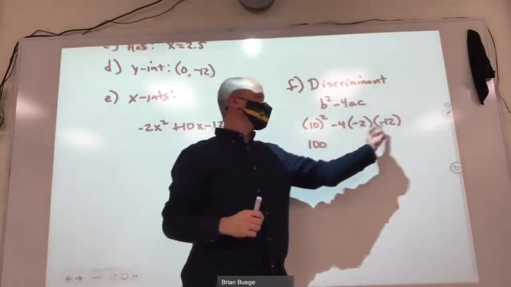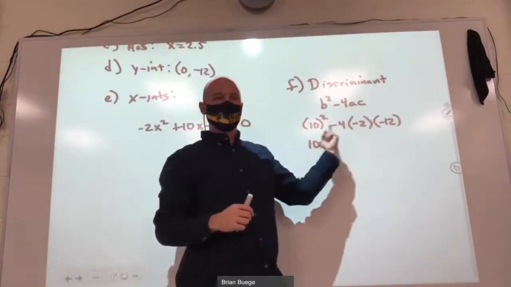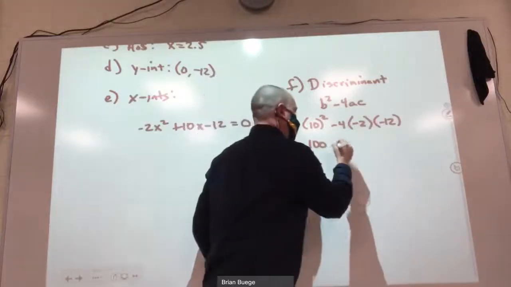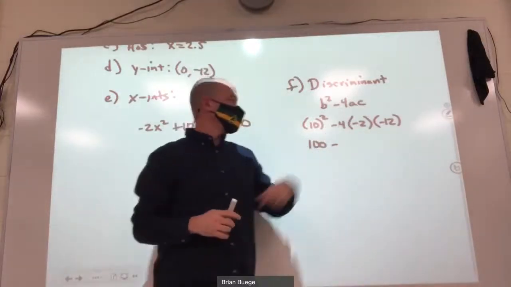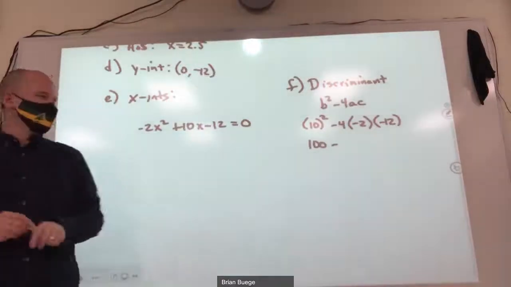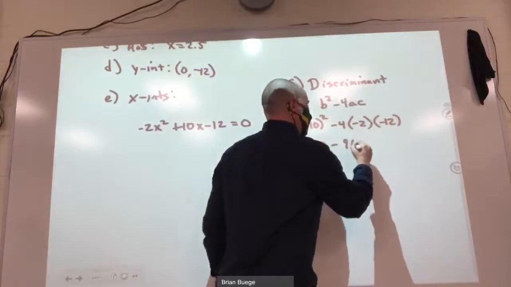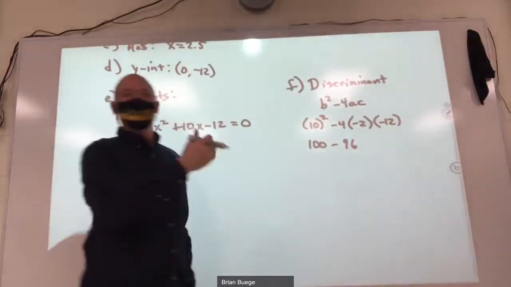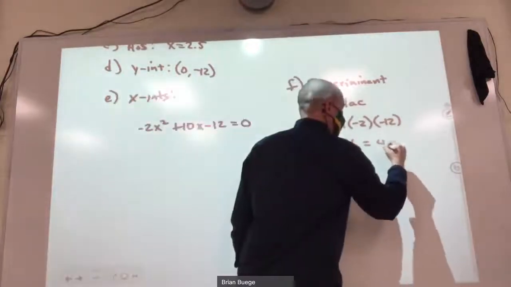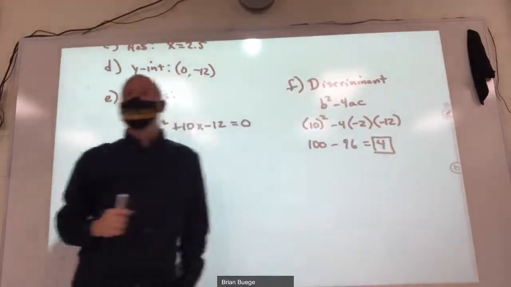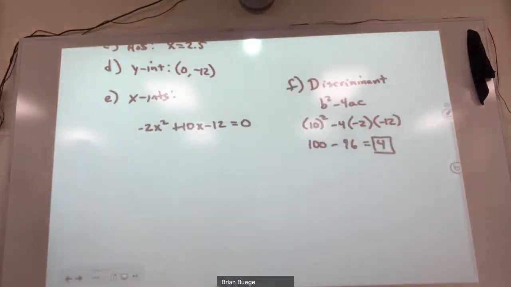When I multiply these three numbers together, will I get a positive or a negative? Yep, I got 3 negatives, so that'll stay negative. 4 times 2 is 8. 8 times 12 is 96. And now if we take a look, 100 minus 96 means my discriminant is 4.